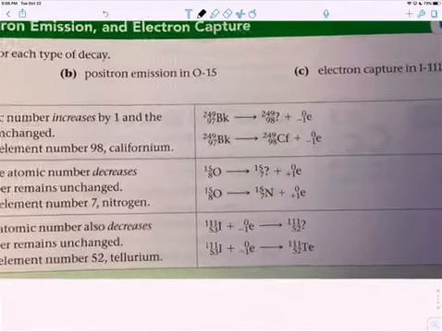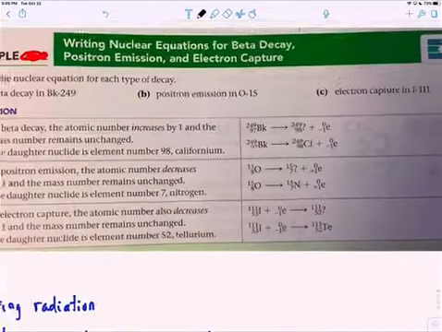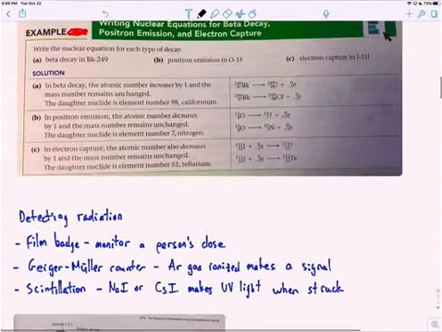And then electron capture in iodine 111. Electron capture adds the electron, and that means the bottom numbers have to be equivalent, so it's 52. There's no change in mass, the top number is 111, and then it's tellurium. So tellurium 111.